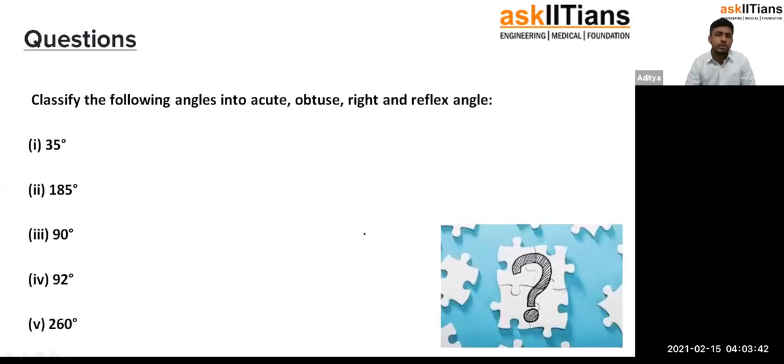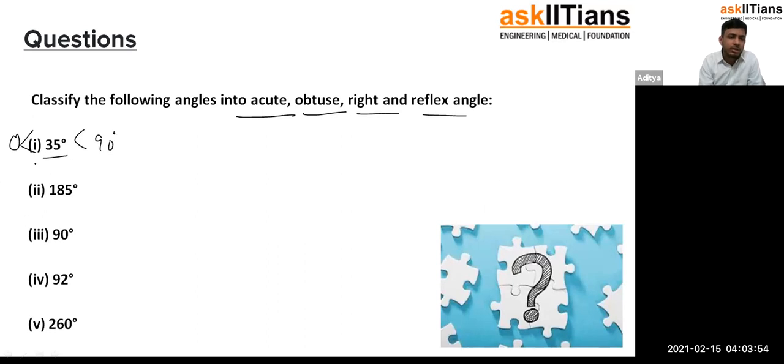Now let's see some questions. Classify the following angles into acute, obtuse, right, reflex angles. Okay, so clearly we can see that this angle lies between 0 to 90 degrees. Since this is less than 90 degrees, it is going to be an acute angle. This is 185 degrees, which is clearly greater than 180 degrees but less than 360 degrees. So this will be an obtuse angle.